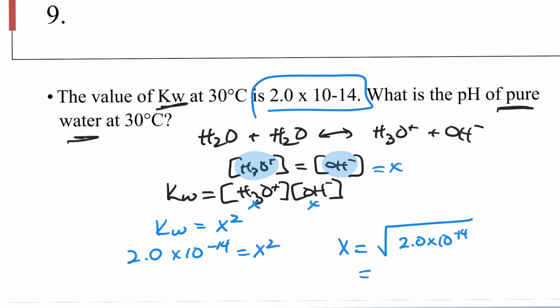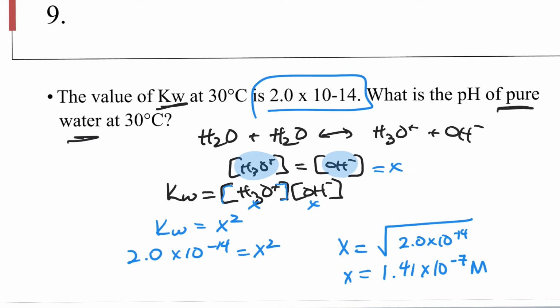To find x, we take the square root of 2.0 times 10 to the negative 14. This gives us 1.41 times 10 to the negative 7. Remember, x is a concentration. It's the concentration of hydronium, and also the concentration of hydroxide. It's the concentration of both.